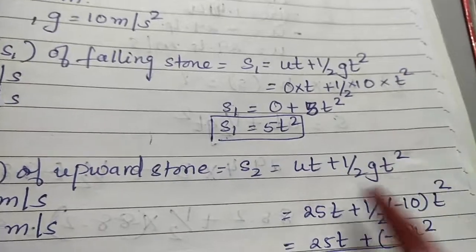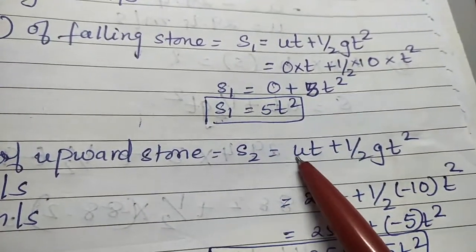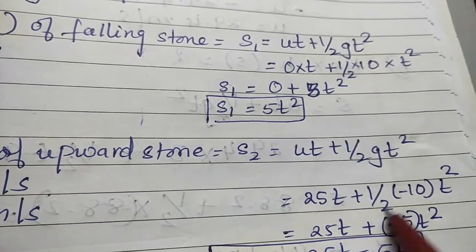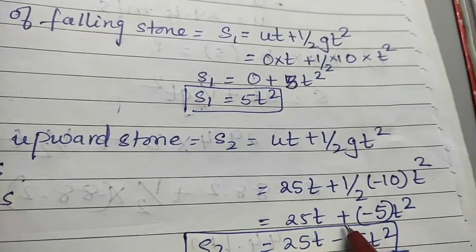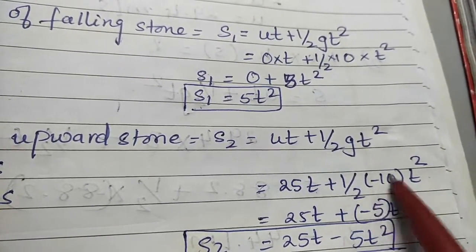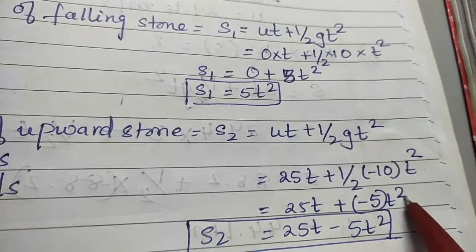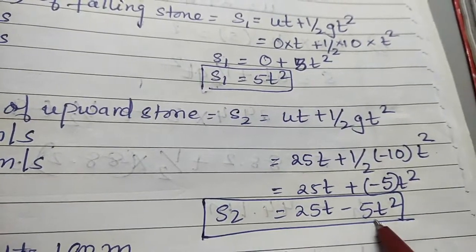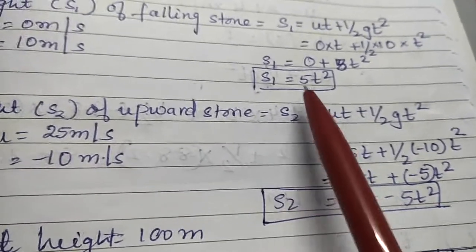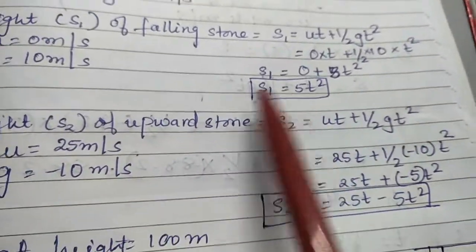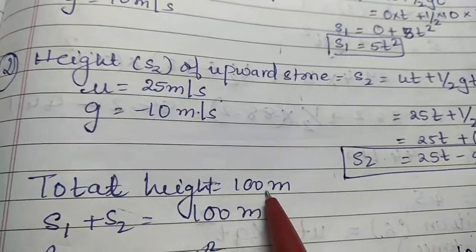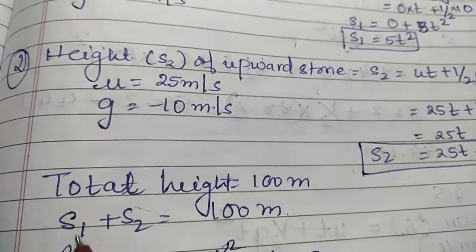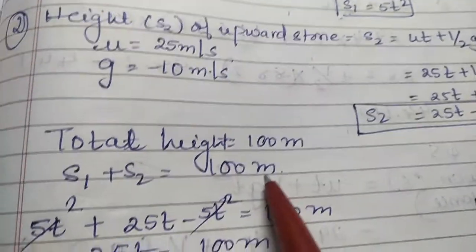Okay, putting it in the same formula, here you will get 25 into t, half into minus 10 t square. So 25t, this 2 gets cancelled here, so you get minus 5t square. So we get the equation 25t minus 5t square. This is the distance of the first stone, that is the falling stone. This is the distance of the upward stone. Now total height is 100 meter, that is given to us. So S1 plus S2 is 100 meter.